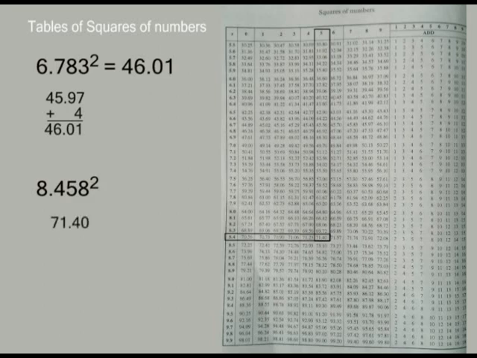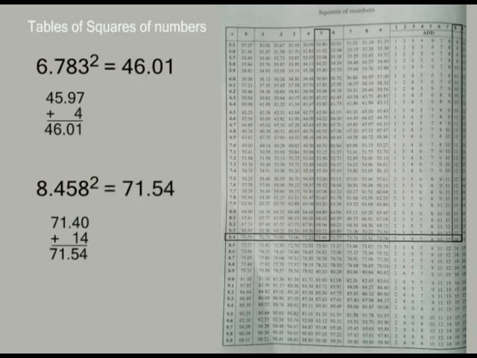71.40. The last columns for adding. The column of 8 coincides with our row here, and the number is 14. We add to 71.40 and we get 71.54. So 8.458 squared is equal to 71.54.